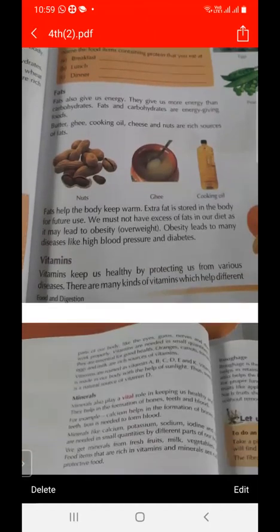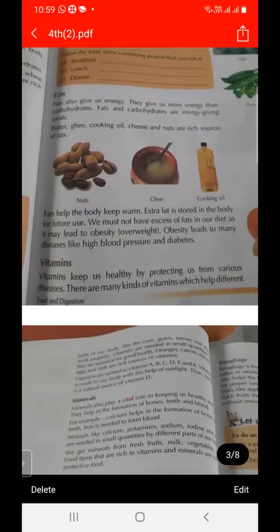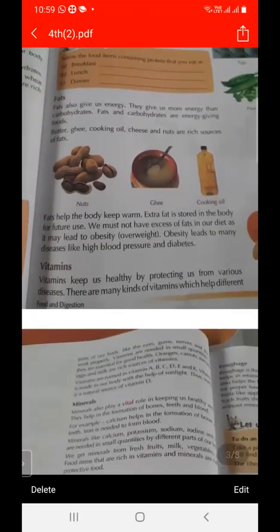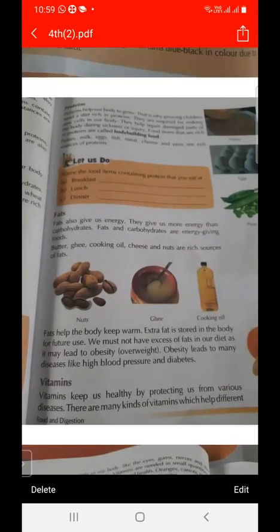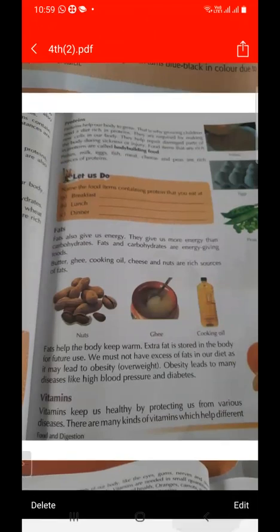And vitamins. In the next lecture, we will study the topic vitamins and minerals. So if you have any query regarding this topic, you can ask.